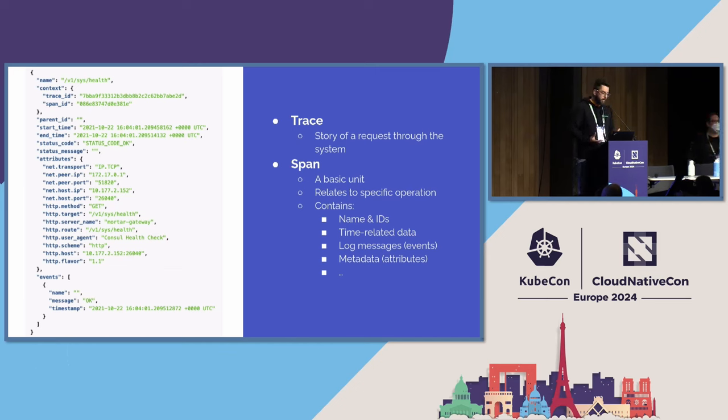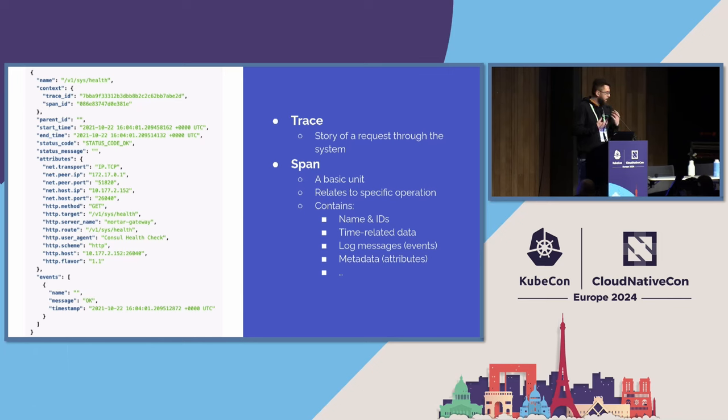Now, talking about traces, we can think of a trace as the story of a request that is going through our system, and understanding how it travels through our system when it goes through different services. So the trace gives us the whole story, but we need to understand parts of this story. And for this, we use a smaller, basic unit that we refer to as a span. A single span relates to a specific operation.